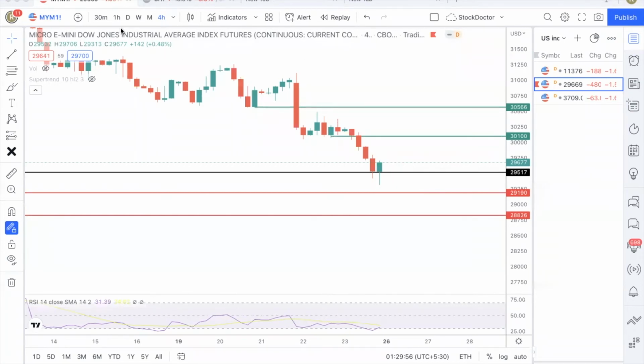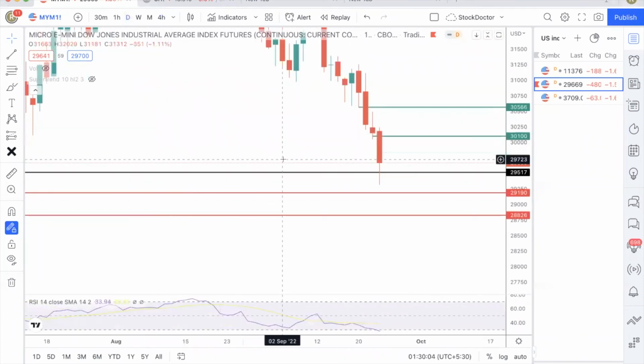Personally, I am looking for a technical bounce in the market. Market is weak now, but market needs a technical bounce again to go down more.